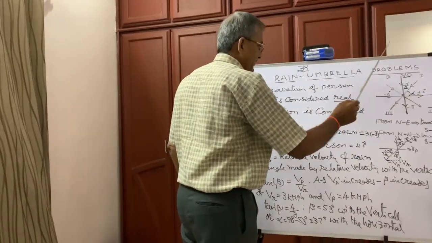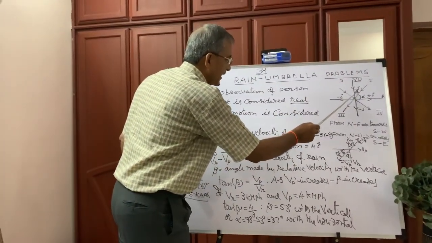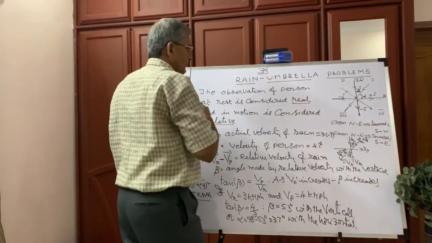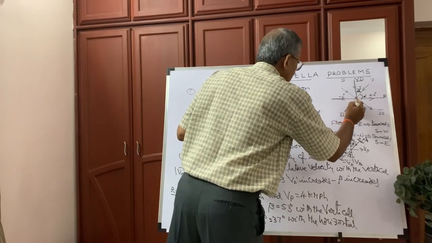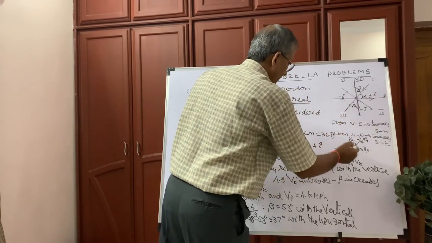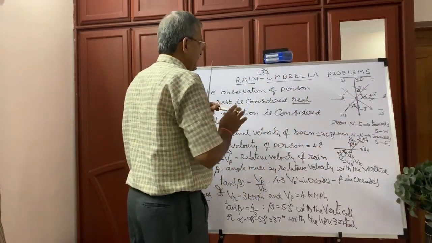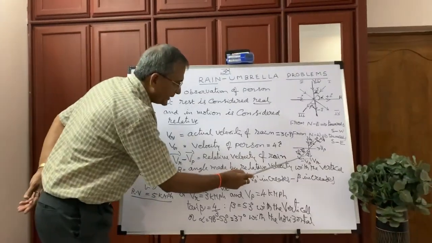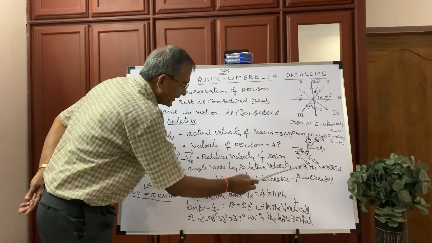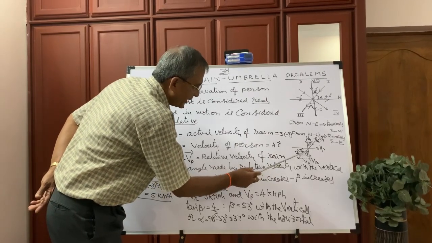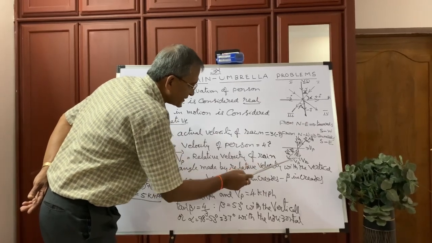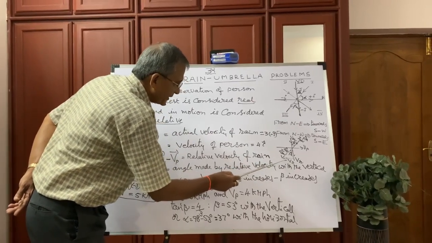So you have to measure beta. Here, this angle is beta, this angle is also beta, this is also beta. I am representing this here also. So this is beta. Here, this is a right angle triangle. In this, VR is represented with the vertically downward direction, and the opposite direction of the person's velocity is represented here.